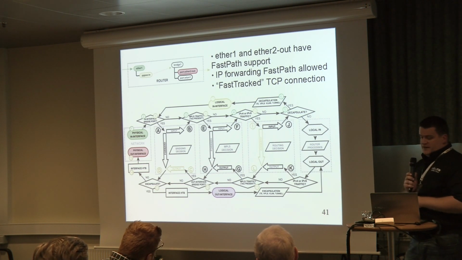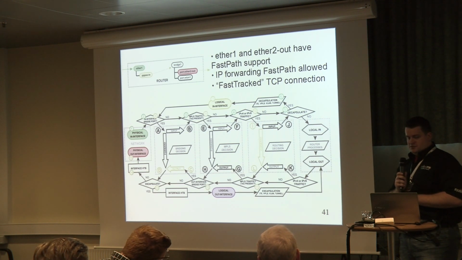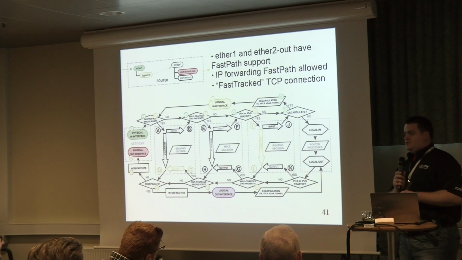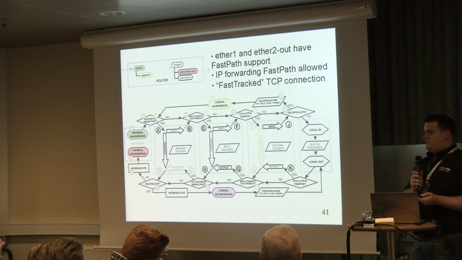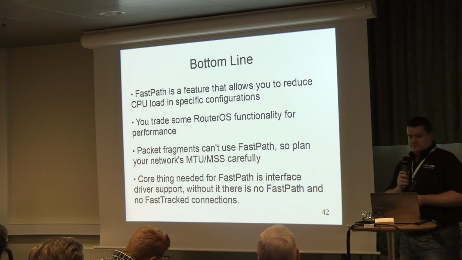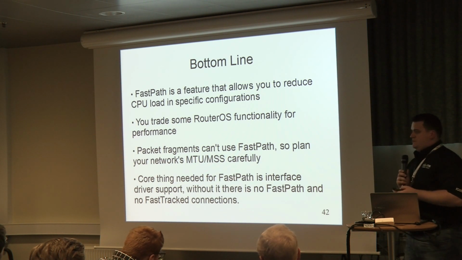Again, both interfaces have FastPass support. We have IP forwarding FastPass allowed, and we have a fast track TCP connection. So who thinks that it will work? I don't need to ask the other question. You are correct if you use version 6.35 or younger. If you use an older version, PPPoE client support for FastPass was not added, so that's why it went the slow path way.